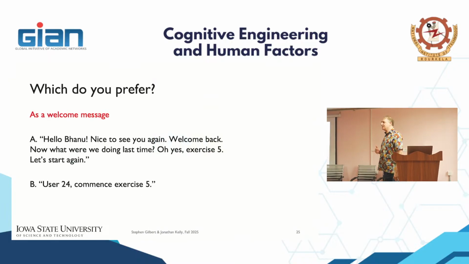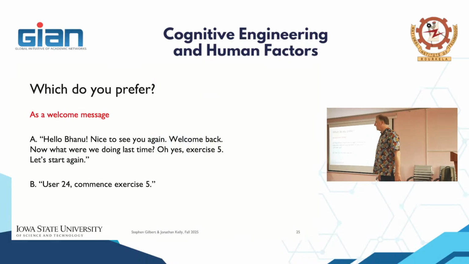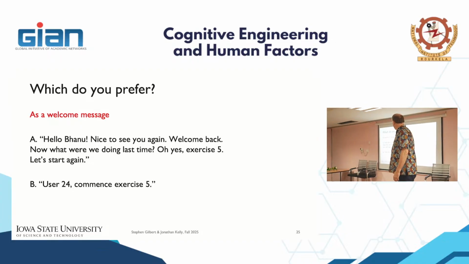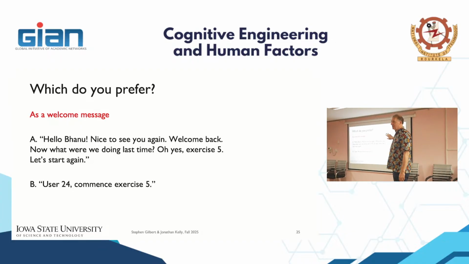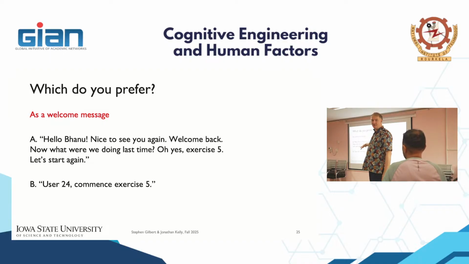Okay, so I'm writing some software. I'm logging into the software. Here's what it says. It says either A or B. Who would prefer software that says A? Who wants A? Who prefers B? So the software, you're logging into the software, it's educational software.